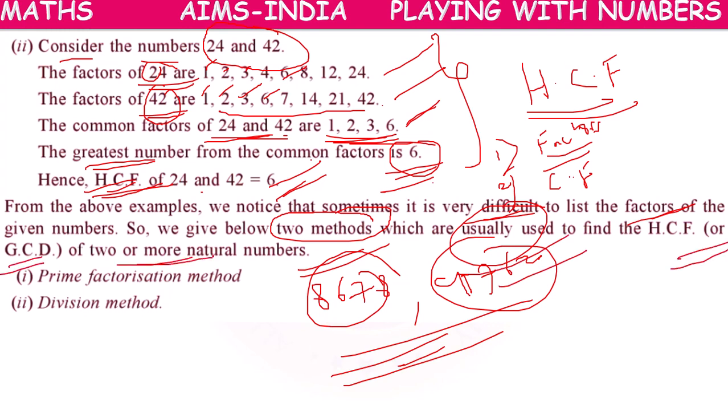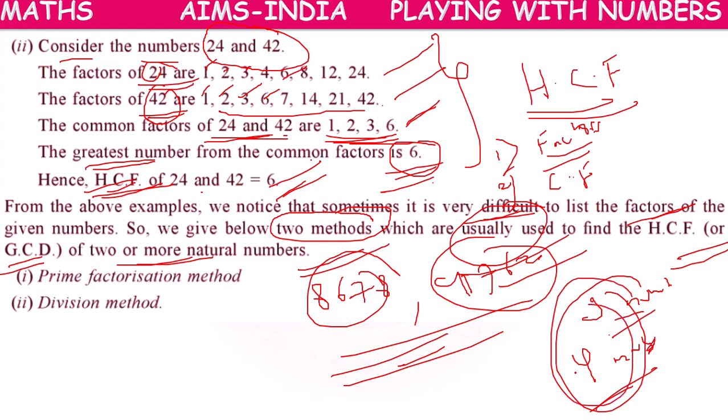more natural numbers. Here, HCF is not only for two numbers. We can find HCF of three numbers or of four numbers. Like that, for two or more numbers, we can find the HCF. For finding the HCF, we have two methods. One is the prime factorization method, another one is the division method.